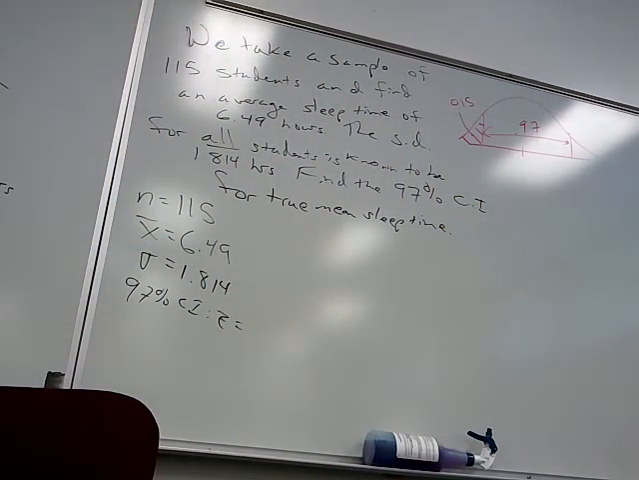If there's 97% inside, there must be 3% outside, so there must be 0.015, 1.5%, on that side. I need that because the chart is kind of stupid. The chart only understands areas below a z-score, so I have to be careful how I treat the chart. It doesn't understand 3%. It only understands 1.5% below that z-score.